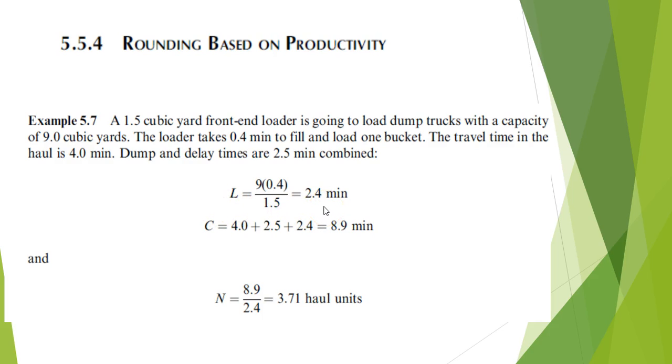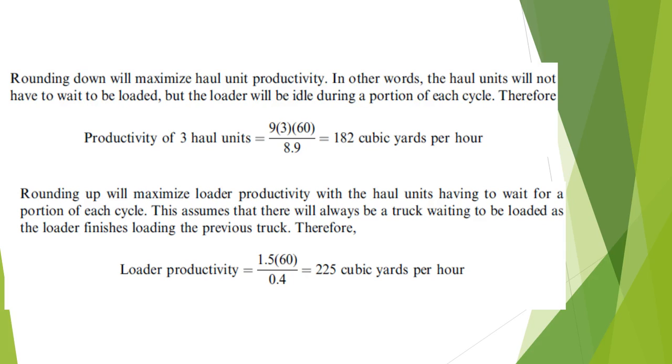an L of 2.4 minutes, a total cycle time of 8.9 minutes, and that'll give you 3.71 haul units. And you aren't going to have 3.71 haul units. You're going to have either 3 or you're going to have 4. And which one you have, again, is what's critical to productivity and ultimately to unit price.